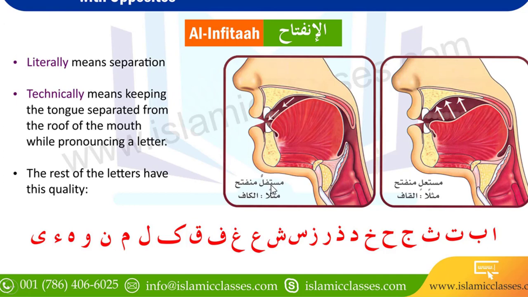Here again it is Mustafil, light, as the sound is lowering and going to the downside. It is also open from this place, the middle of the tongue and the roof are in separation. So that's why the sound of kaf goes to the outside, and we say Ak, Ak, right? Similarly the other letters. This was Al-Infitaah.